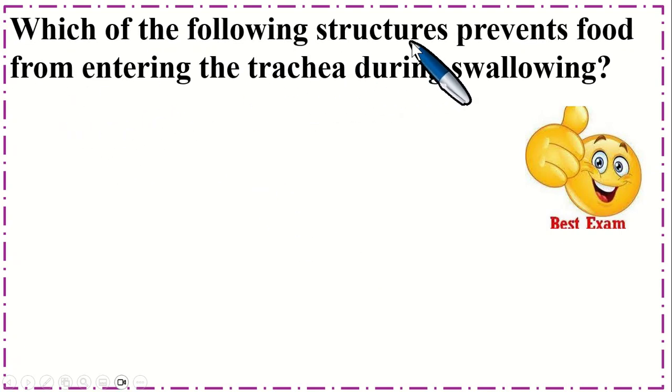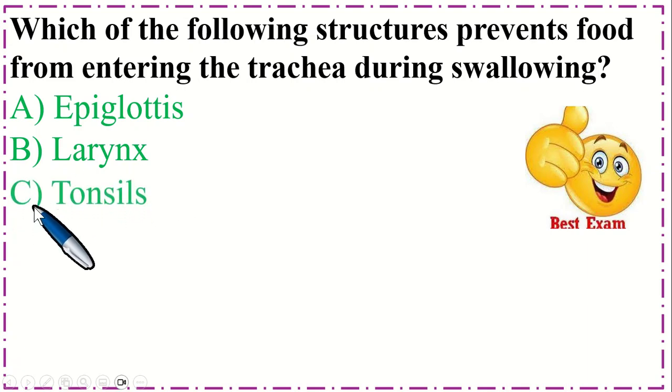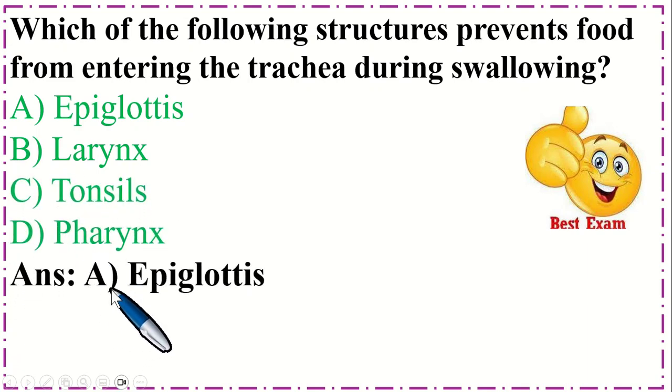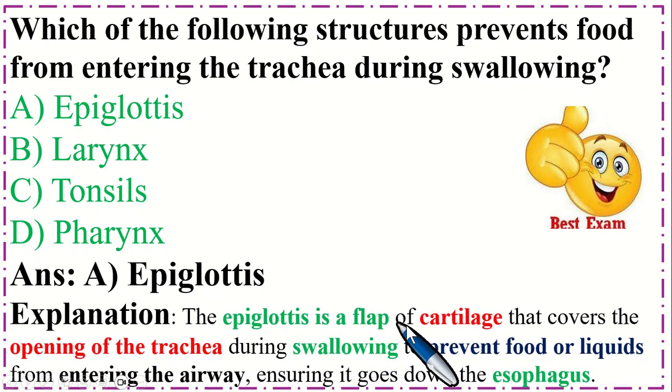Which of the following structures prevents food from entering the trachea during swallowing? Option A, epiglottis, B, larynx, C, tonsils, and option D, pharynx. So the correct option is A, epiglottis. The epiglottis is a flap of cartilage that covers the opening of the trachea during swallowing to prevent food or liquids from entering the airway, ensuring it goes down the esophagus.